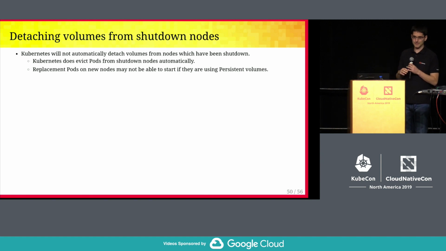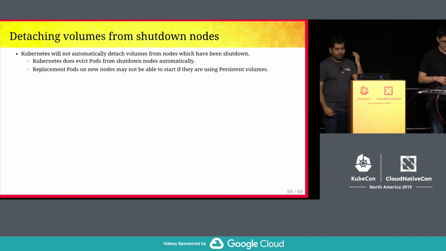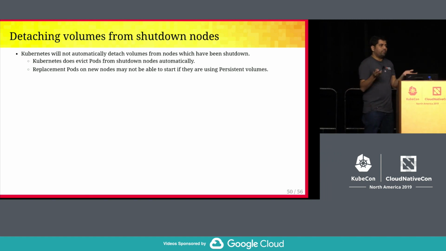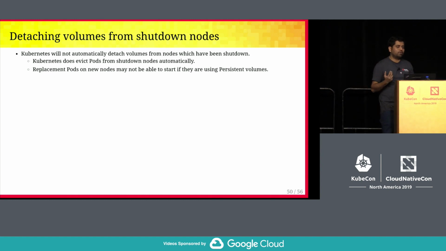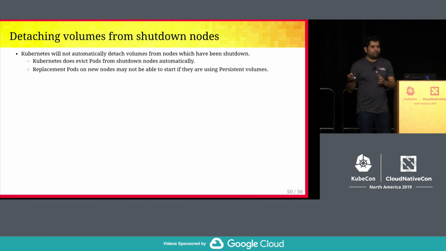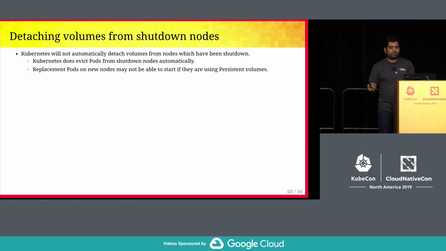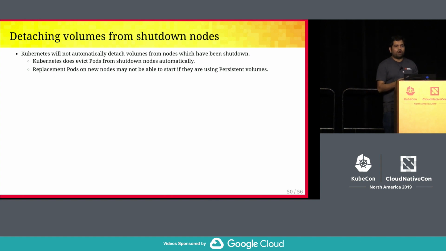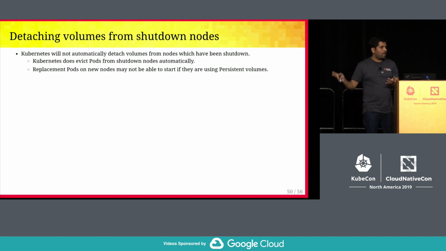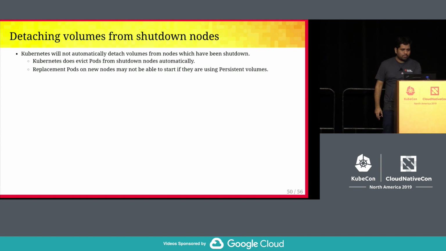Another problem that those running Kubernetes on VMware or somewhere else might have seen more is that Kubernetes actually does not detach volumes from shutdown nodes. If you shut down a node, it does evict pods generally, not always. There's other logic built in, but it evicts the pod, and you will see that the new pods on the replaced nodes are not able to come up because the persistent volume is still attached to the old node.